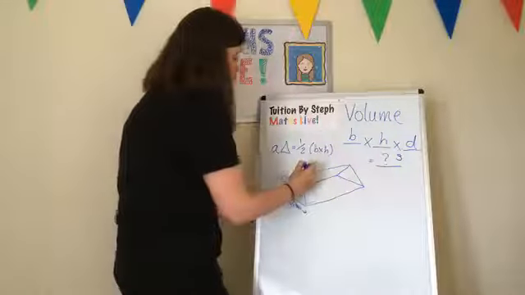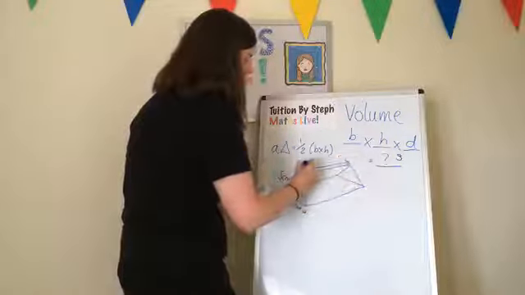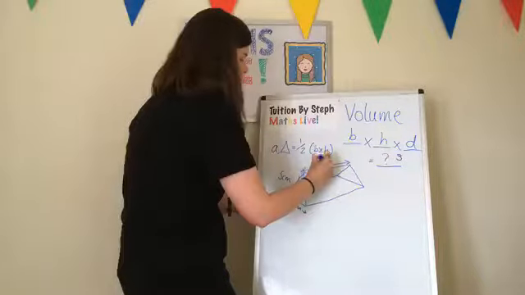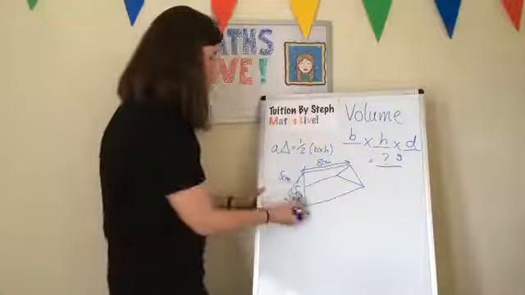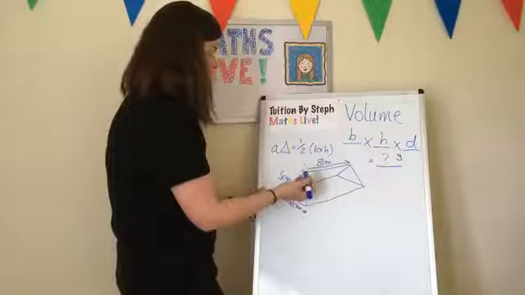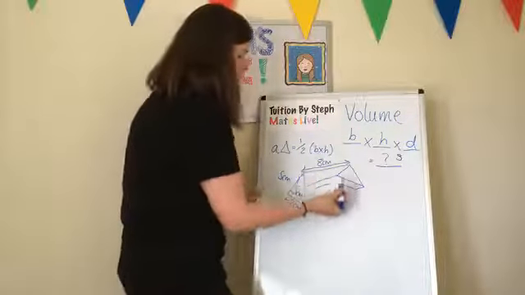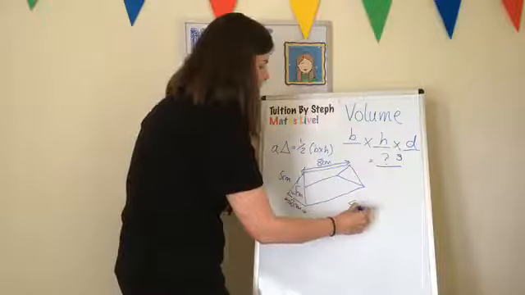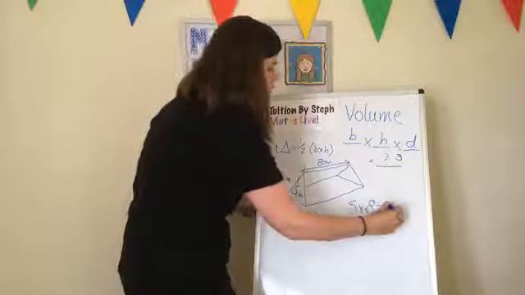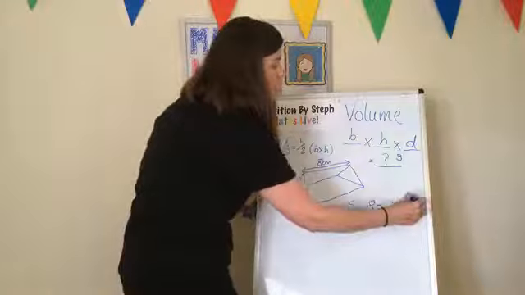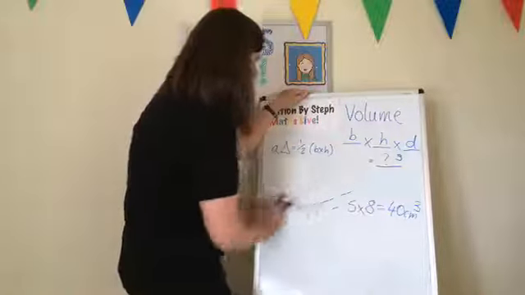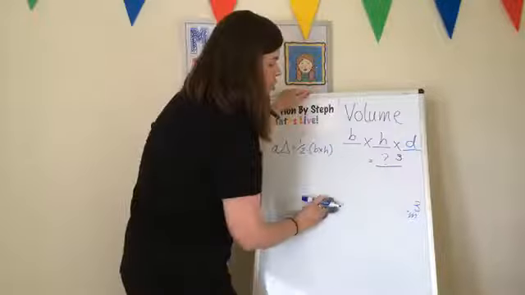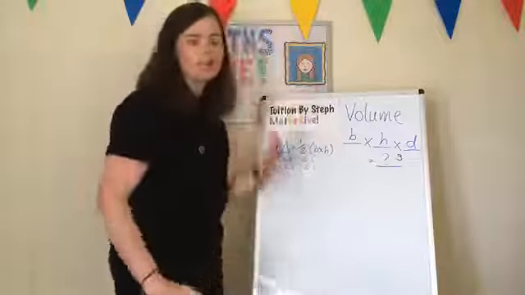5 centimetres squared. And the Toblerone itself is, well, I'm going to say 8 centimetres in depth. So then we do 5 times 2, which is 10. Half it, which is 5, times by 8. So 5 times 8 is 40. So 40 centimetres cubed.